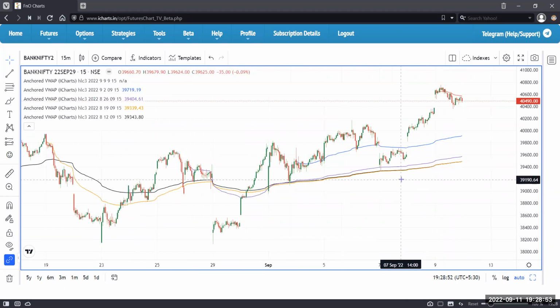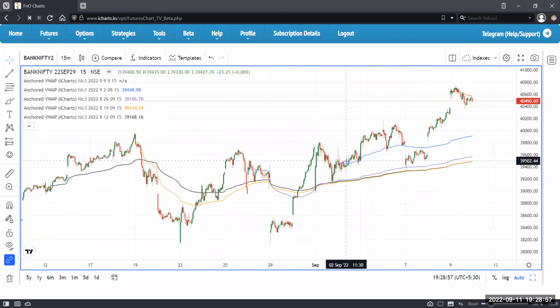Sir, can we use these tricks for stock options also? Yeah, absolutely. Use it for stocks also. Yes. Okay, thank you.